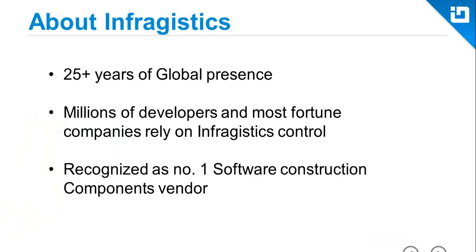Infragistics has a global presence of more than 25 years now. Millions of developers use our product. Many Fortune companies, in fact most of them, rely on our Infragistics controls. And we are recognized as the #1 software construction component vendor, once again. Which means the tools, libraries and controls we provide, we are #1 in that niche segment. So that's pretty much about Infragistics.